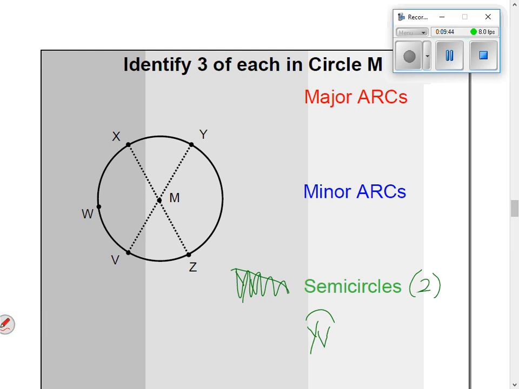All right, somebody else, a major arc. Someone else, major arc. Yep, cool. ZYW, I'll take it. Okay, does it have to be in alphabetical order? No. Okay, how about a minor arc? Someone throw one out there. ZY, sure. Good, cool. I'm not going to spend more time on that slide. I think that's pretty basic.